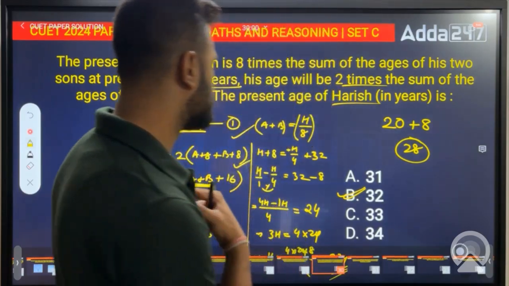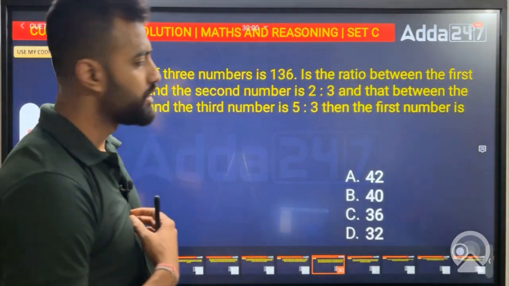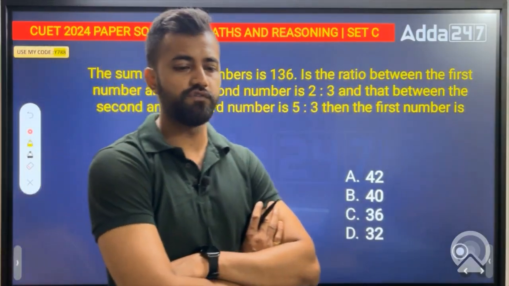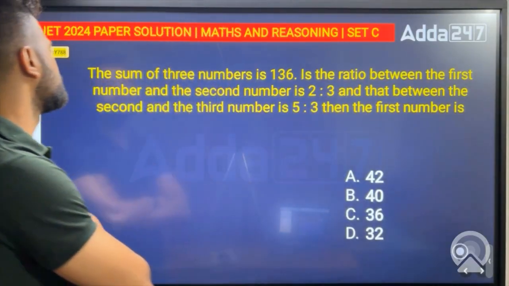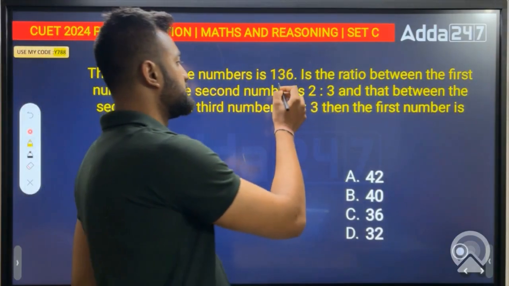Okay, I feel like such a question will come in your exam, so let me do this question for you. See what's given here. We have already covered the ratio and proportion chapter, so based on that, let's understand this concept. It's very simple. See, the sum of three numbers is 136.